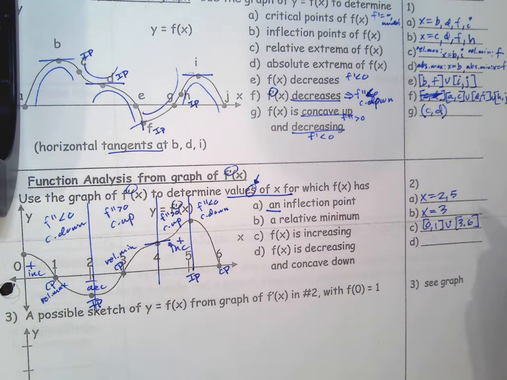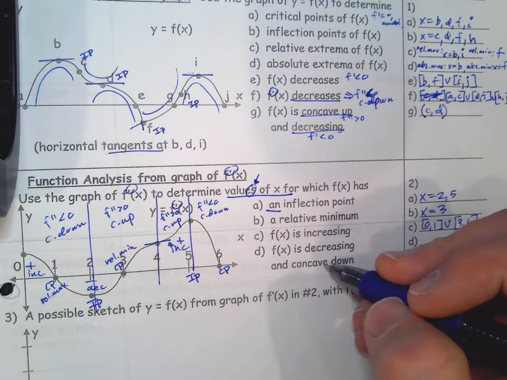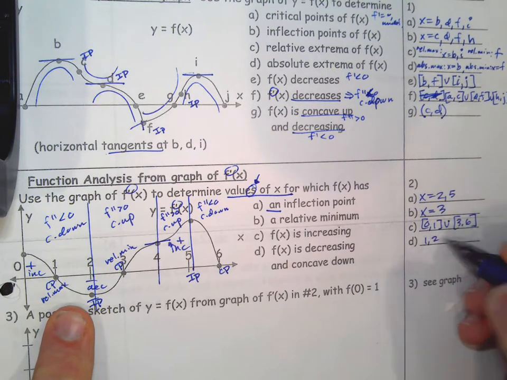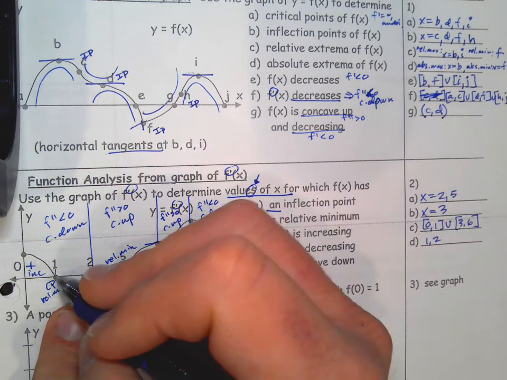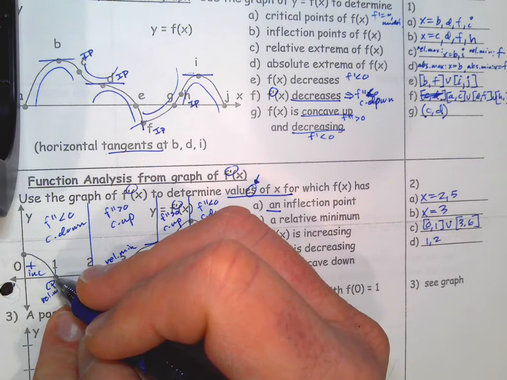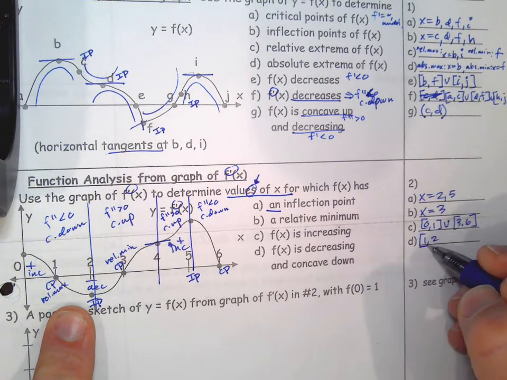Okay, f is decreasing and concave down. Decreasing and concave down would be 1 to 2. Is it decreasing at 1? Yes, because we include endpoints. Is it concave down at 1? Yes, it's in the middle of concave down, so we would include 1.